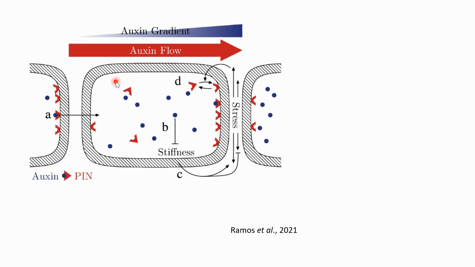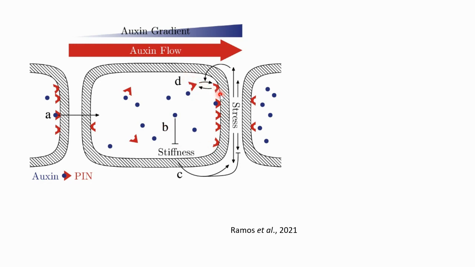So in this figure, the blue dots are the auxin molecules, and these red triangles are the transporters. A hormone needs to be transported from one cell to another, so that's why you require some proteins. So these are the PIN proteins. So what is the function of PIN protein?